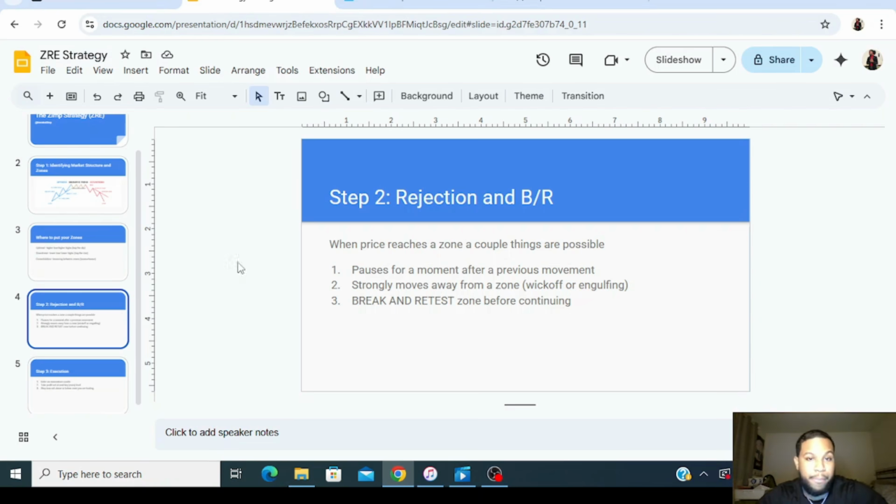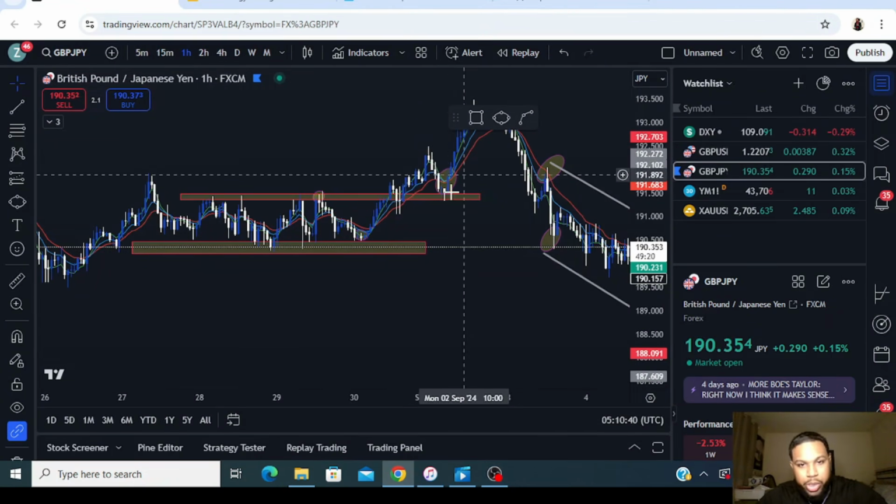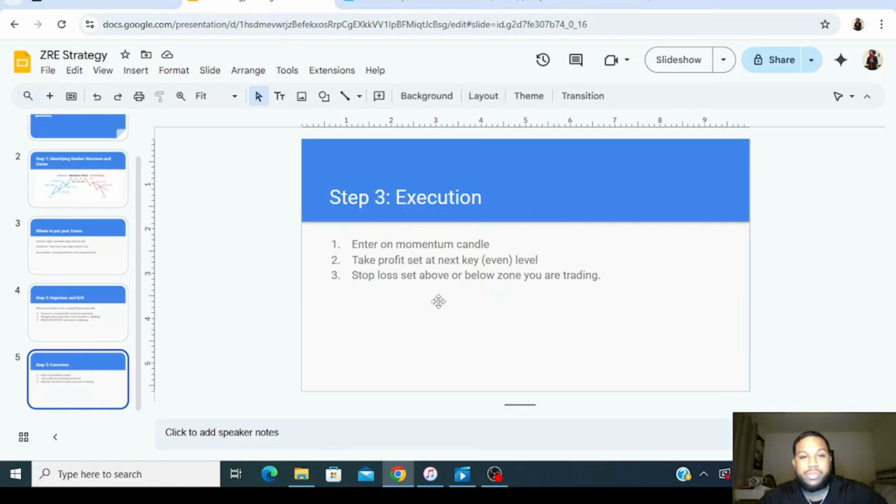Once you found your rejection, or price can also break the zone, you get the retest play and you enter here, that's also another thing you can do. So once you've got your market structure down, you find your rejection, or you see a break and retest, now all you have to do is execute the trade. Enter on the next momentum candle in your direction of the trade, take profit, you set it at the next key level, stop loss, you set below the zone or below the previous low or the trend, right?